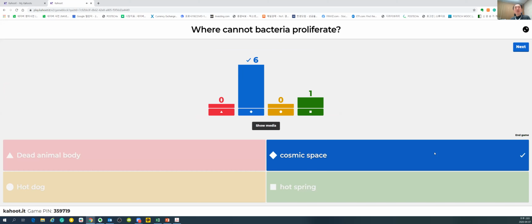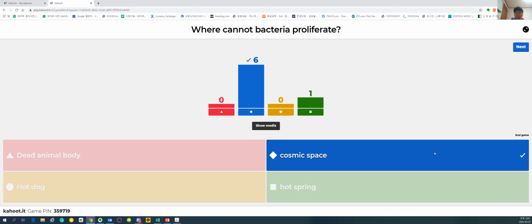Is that difficult? For bacteria to live and proliferate. Proliferate means it multiplies, makes copies as daughter cells. For bacteria to live, what do they need? Takjun, what does a bacteria need to live and proliferate? Just energy. They need energy, like water and also nutrients. Yes, those kinds of things they need.